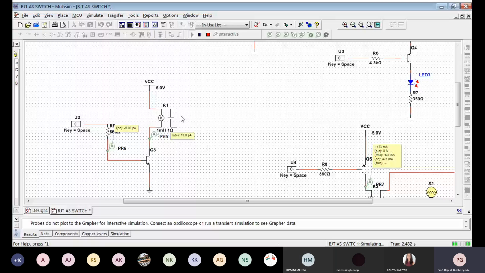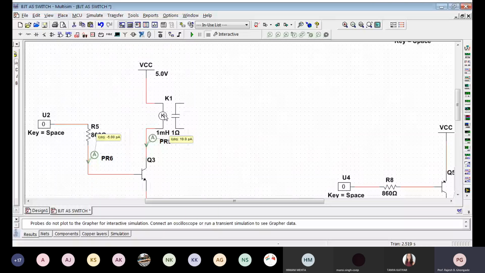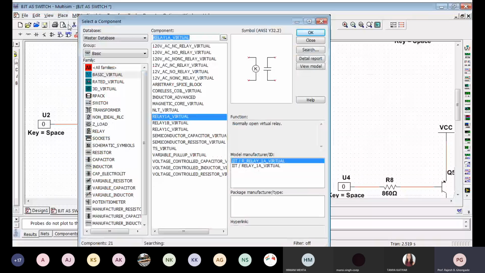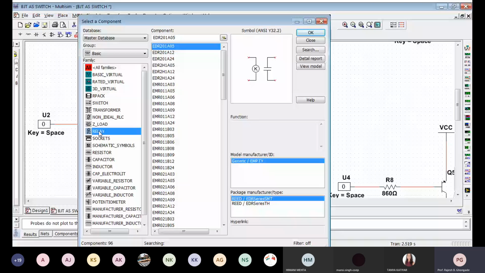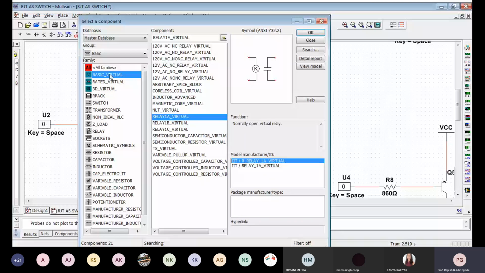Okay. Another thing that we would like to see here is the representation of the relay is slightly different in Multisim. So you can get this device from components, relay, okay, or basic virtual and virtual relay. Now in virtual relay you have three different varieties. In fact, one is normally open, one is normally closed, and the other is a combination, that is normally open and normally closed, and the pole.